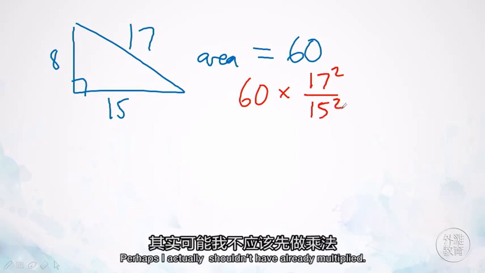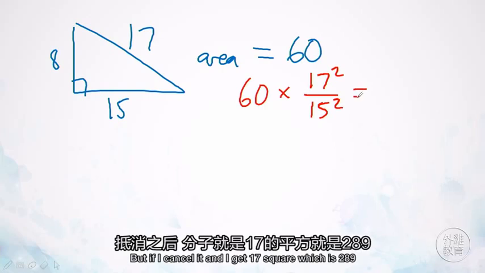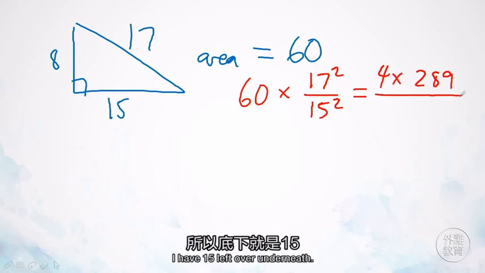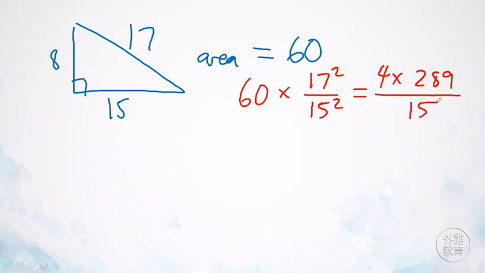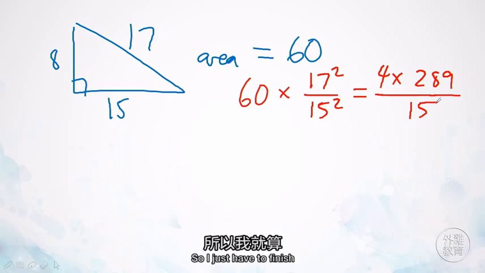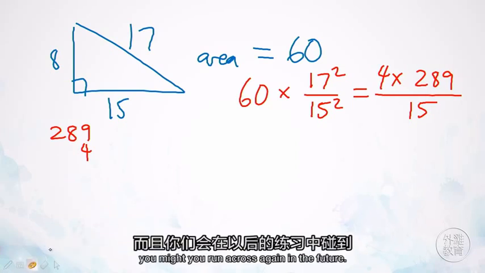Perhaps I actually shouldn't have already multiplied because I'm about to cancel a 15. But if I cancel it, then I get 17 squared, which is 289. I'll still have a 4 from the 60. Divided by, I'll have 15 left over underneath. This 15 has a 3 and a 5, neither of which go up there. So I just have to finish by calculating 289 times 4, which I'm going to do because that's a nice number that you might run across again in the future.